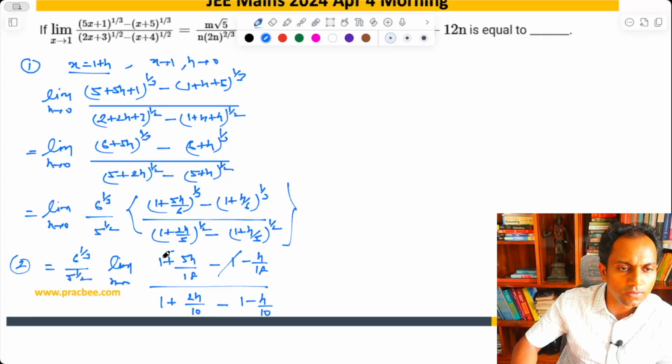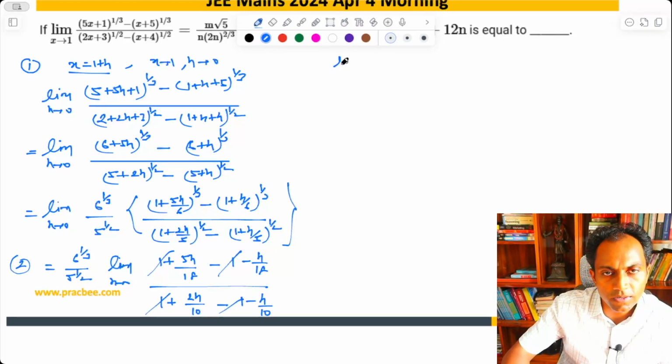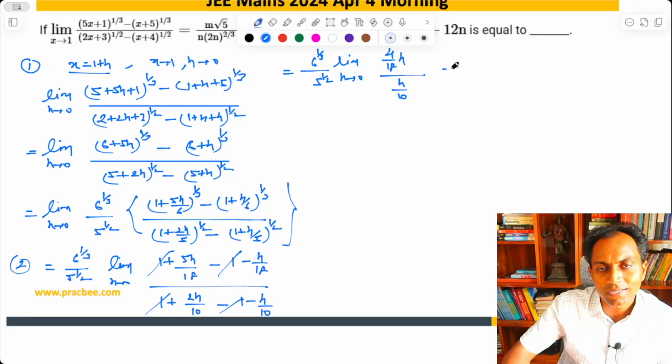You can see that 1 gets cancelled out and we are left with a very simple limit. Limit h tends to 0, you have 6 raised to the power 1 by 3 and 5 raised to the power 1 by 2 parked outside. And now this h will also get cancelled out. So what you have is 5 by 18 minus 1 by 18, this becomes 4 by 18 h. And in the denominator, you have 2h by 10 minus h by 10, which becomes h by 10. h gets cancelled out. So we have 6 raised to the power 1 by 3 by 5 raised to the power 1 by 2.